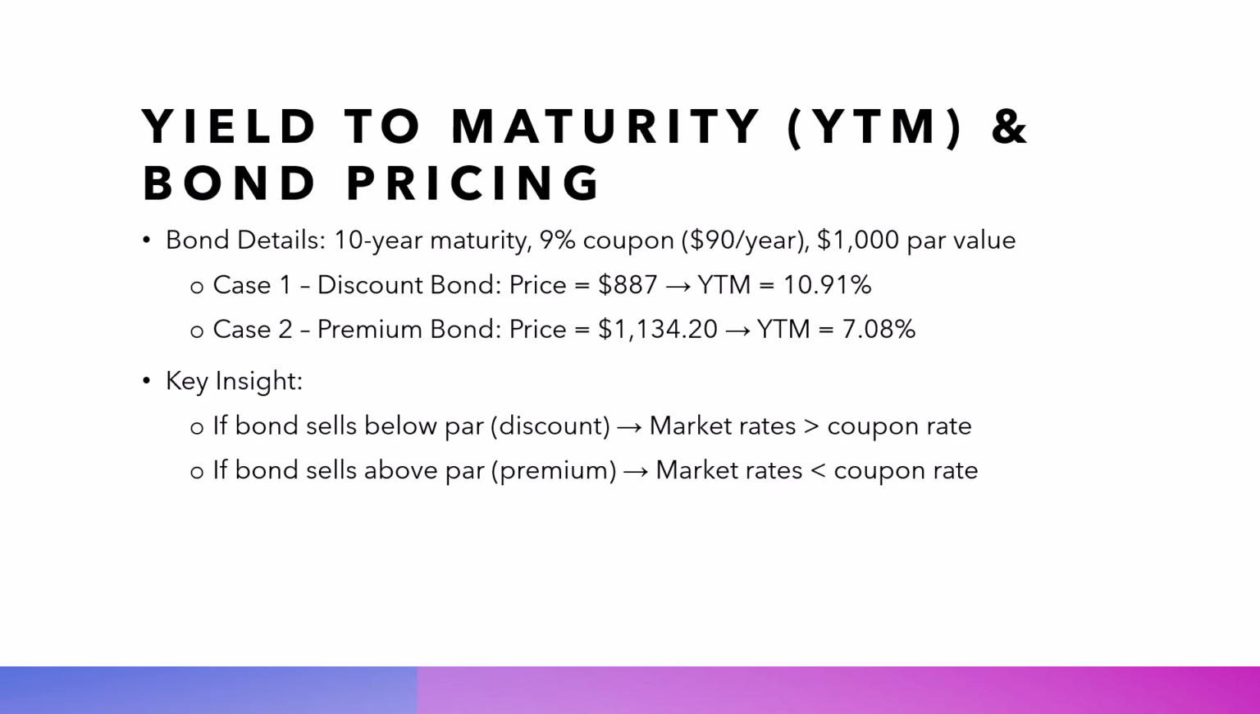And from that, the key insight: if a bond sells below par, which is at a discount, the market rate becomes greater than the coupon rate. And if the bond sells above par at a premium, the market rate becomes less than the coupon rate.